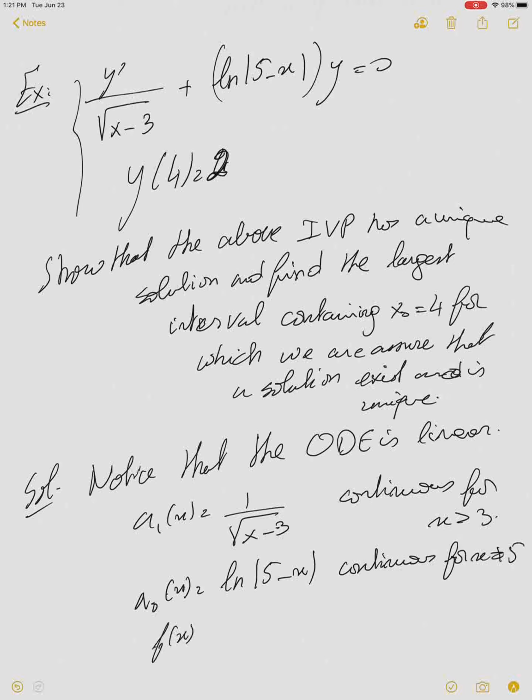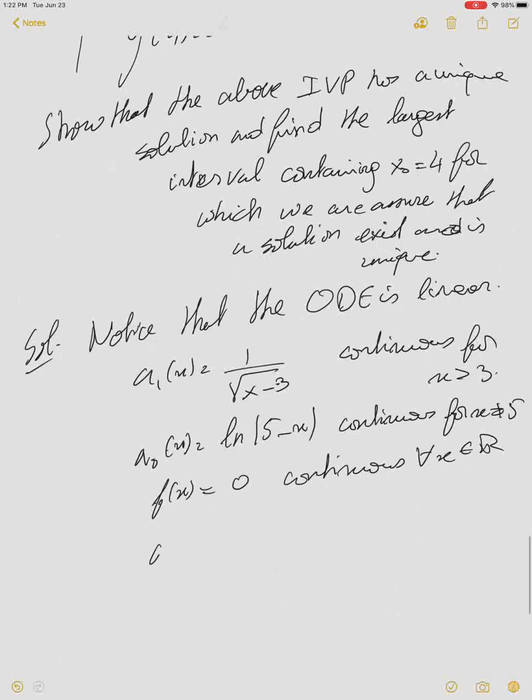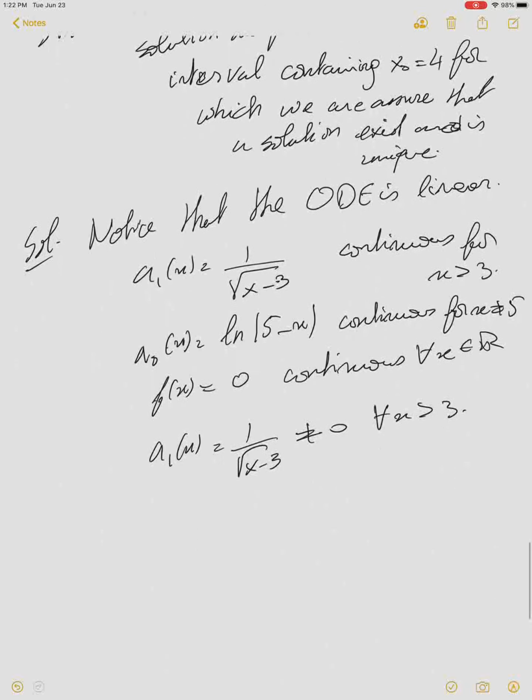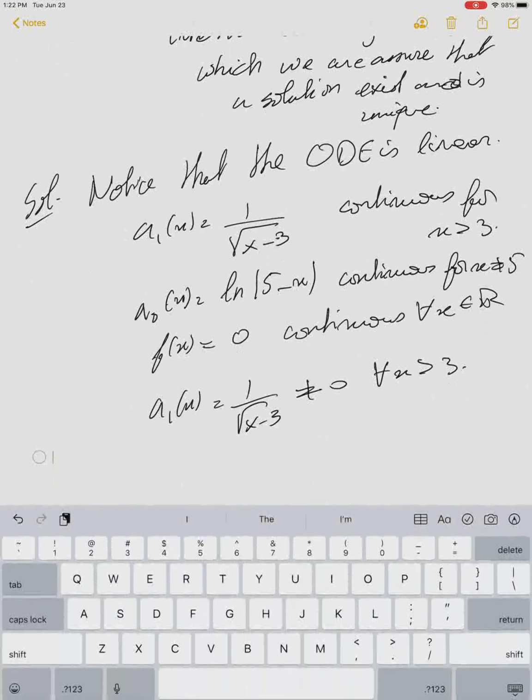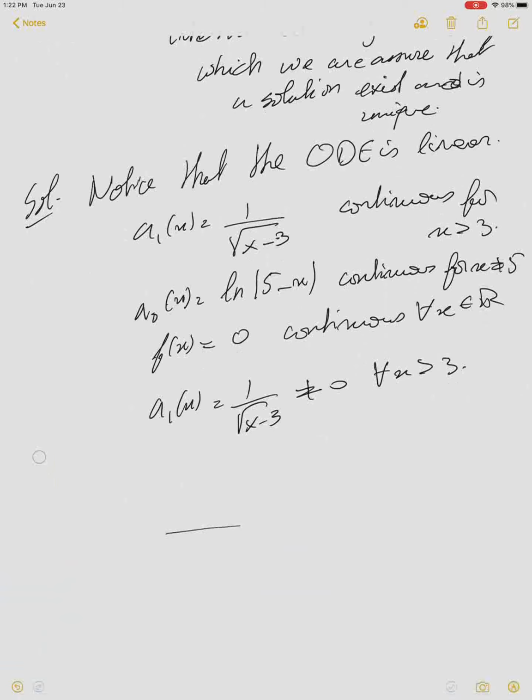What about f(x) in this case? f(x) is equal to 0. This is continuous for all x in R. And I have a1(x), which is equal to 1 over square root of (x - 3), is different than 0 for all x larger than 3. Do you agree? So let's see, what are the bad points then?